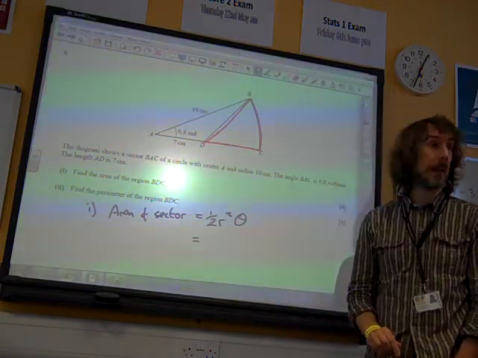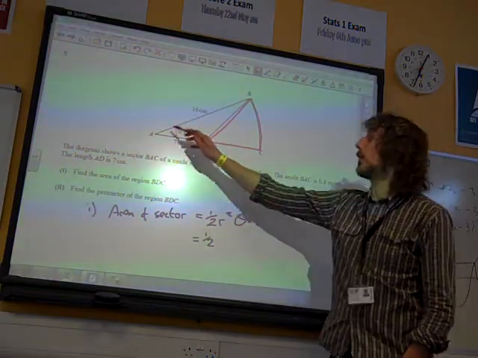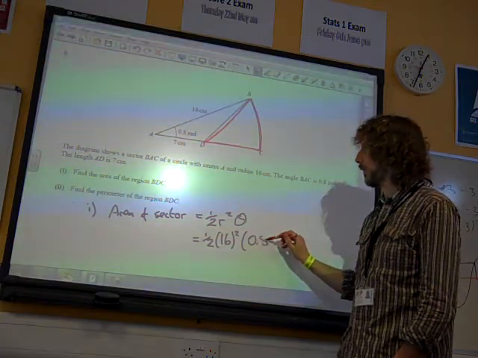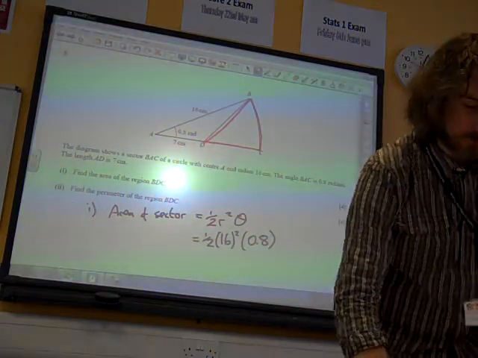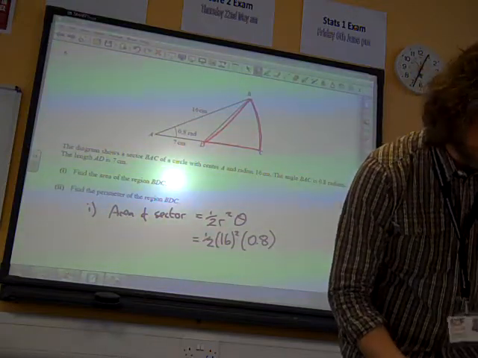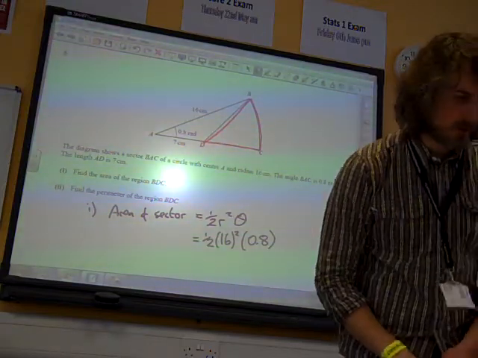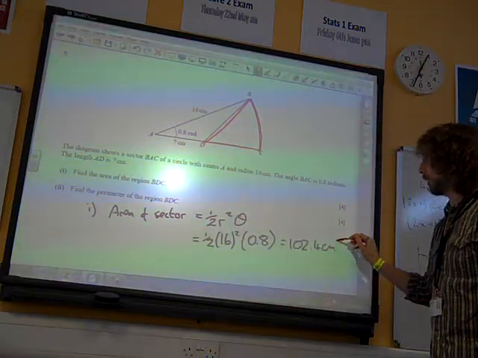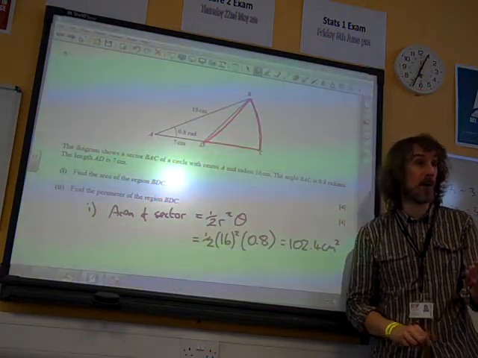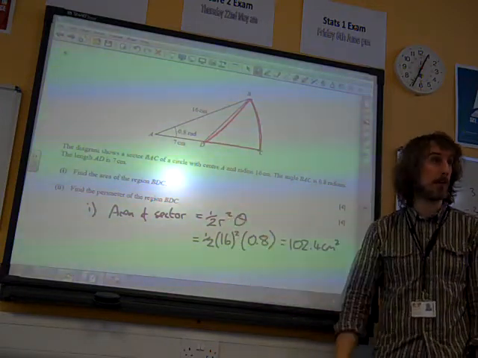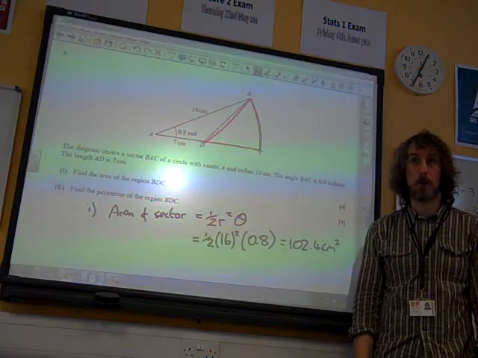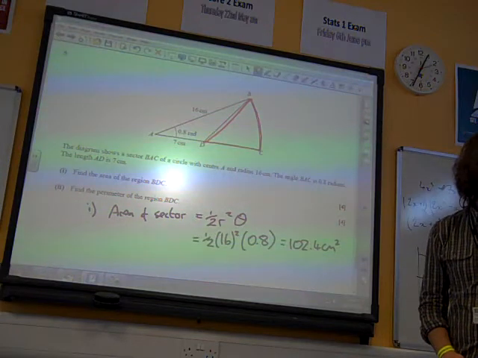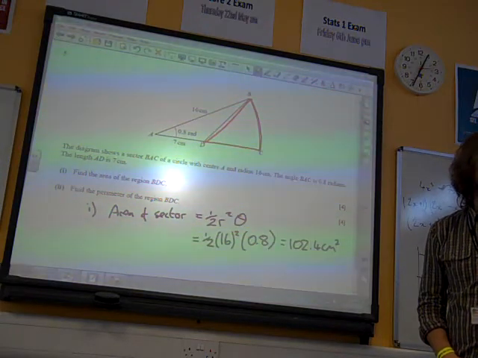So in the case of what we're doing here, that's a half times the radius of the sector, which is 16, squared times 0.8. What did I get for that? I got 102.4 centimetres squared. This is about remembering the formulas as well, isn't it? And making sure that we've got that learnt, we've got that memorised, but there's no excuses, we have to make sure we remember that. We're going to subtract the area of the triangle.